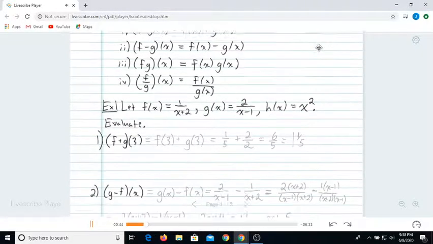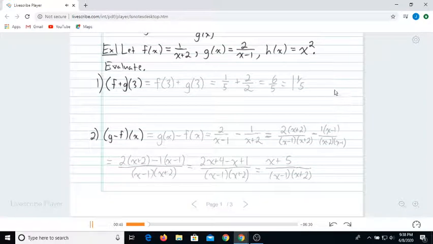We have f plus g at 3. Now remember, a function is input, output. So what this actually equals is f at 3 plus g at 3. And then we can evaluate each. F at 3 is going to be 1/5. G at 3 is going to be 2 over 2. Just plugging 3 into the functions f and g, which are defined in the directions there. And so that gets us 6/5, or if you want to write that as a mixed number, that would be 1 and 1/5.